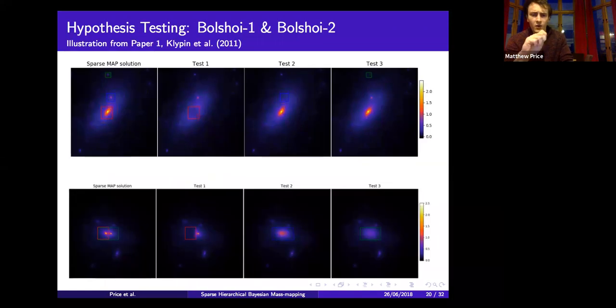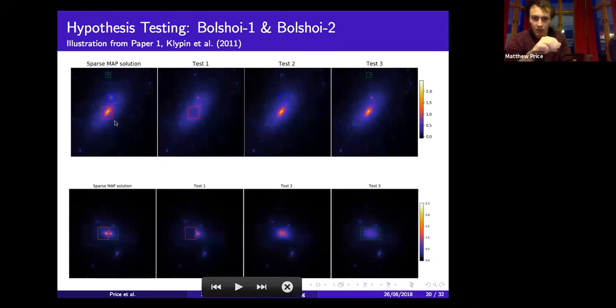So in the first paper, just some illustrative examples. These are Bolshoi n-body simulations. And we perform the reconstruction, and these are a set of hypothesis tests. So this first red box in the upper left image is just asking the question, is the central peak physical or not? And we remove it. The objective function soars far above the credible set threshold. And then the conclusion is that feature was physical. And then, okay, that's quite obvious. It's a really big feature in the reconstructed map.